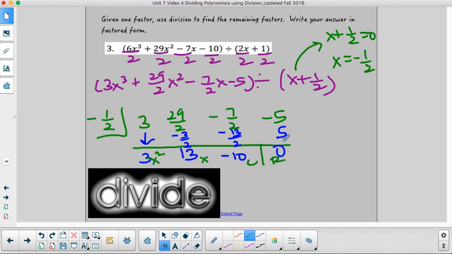Just to point out, when we're doing problems like this, if I'm saying that this is a factor, then you should always be getting a remainder of 0, and if you're not, you need to go back and check. Okay, so we have 2x plus 1, and then I have 3x squared plus 13x minus 10. And then we go ahead from here, and we have to break down our 3x squared plus 13x minus 10.